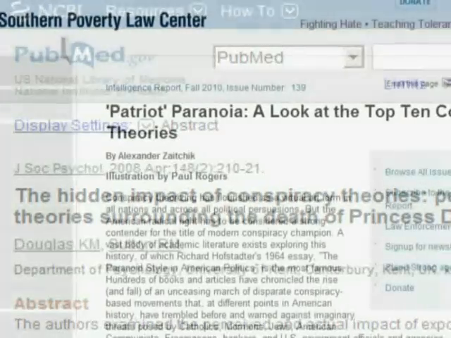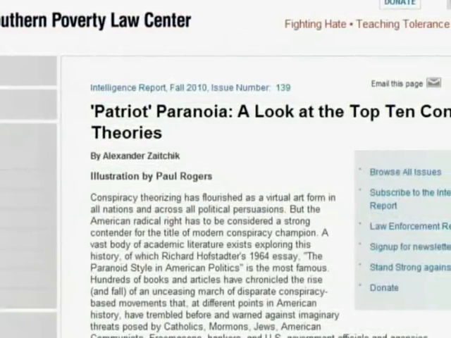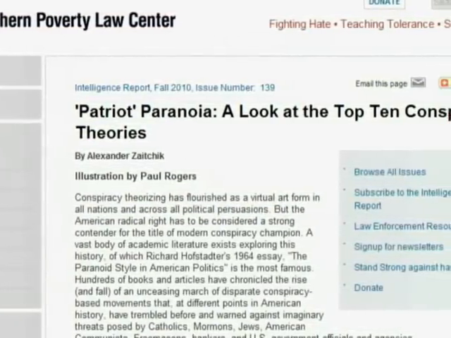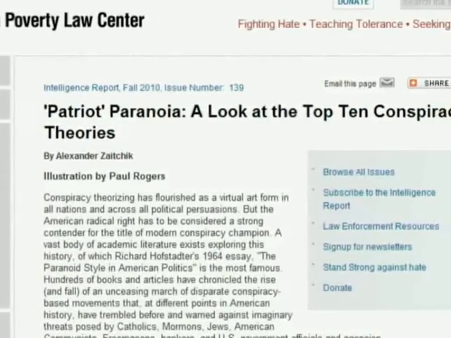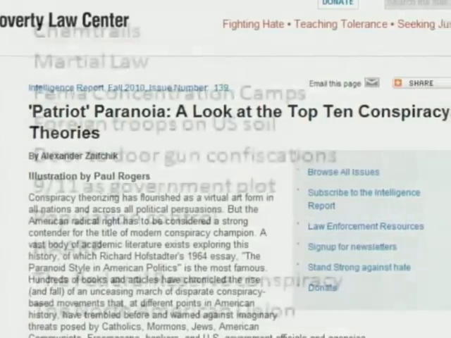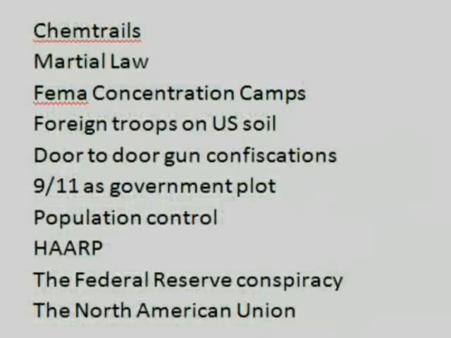In another example, the Southern Poverty Law Center has published this article, Patriot Paranoia, a look at the top 10 conspiracy theories. The list of 10 that they offer is as follows: chemtrails, martial law, FEMA concentration camps, foreign troops on US soil, door-to-door gun confiscations, 9/11 as government plot, population control, HAARP, the Federal Reserve Conspiracy, and the North American Union.